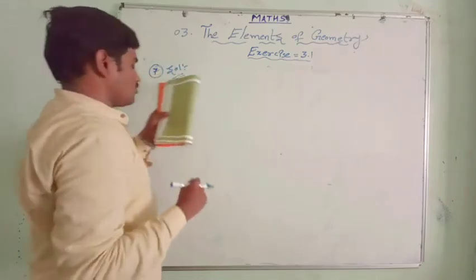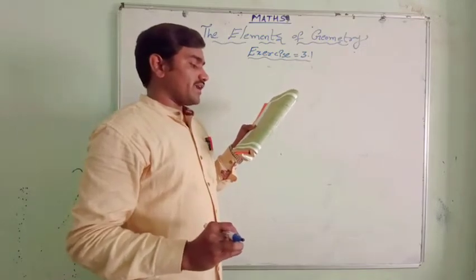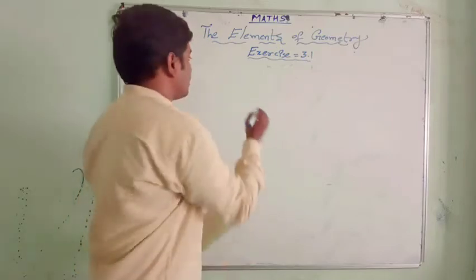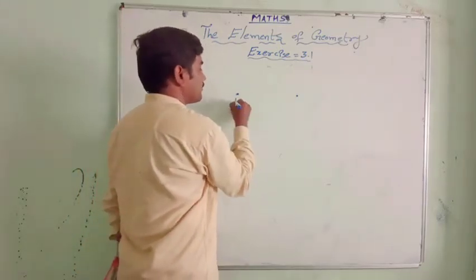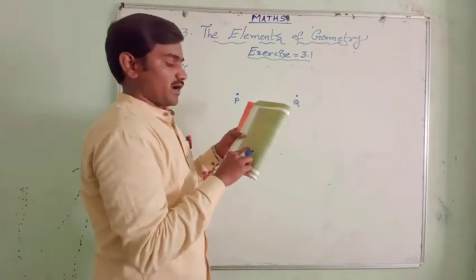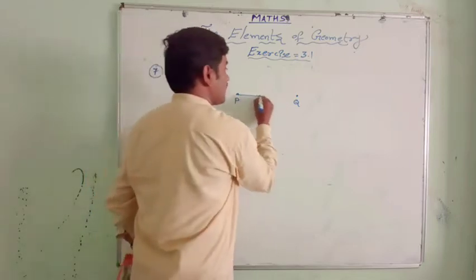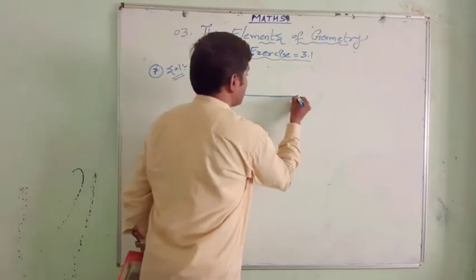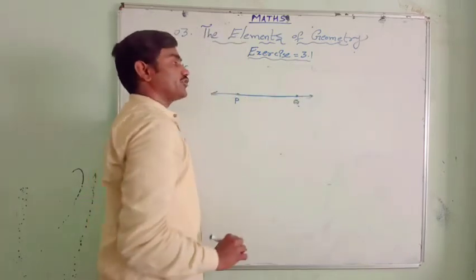Mark 2 points P and Q. Draw a line through P and Q. Yes, I can draw a line through P and Q.